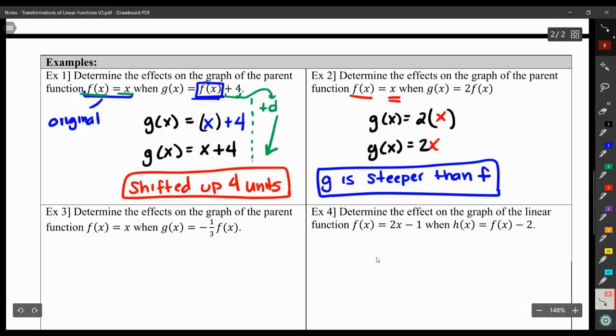And here's what you should have had for example 2. I know that f of x equals x, so everywhere that I see an f of x, I can exchange that with just x. So when g of x is equal to 2 times f of x, I can replace this f of x with x and then simplify. So my g of x is actually 2x. I'm going to compare the graph of 2x to the graph of x. Originally I had a slope of 1, and now I have a slope of 2. Since 2 is greater than 1, that means my g is going to be steeper than the original f. That's one way to complete this.